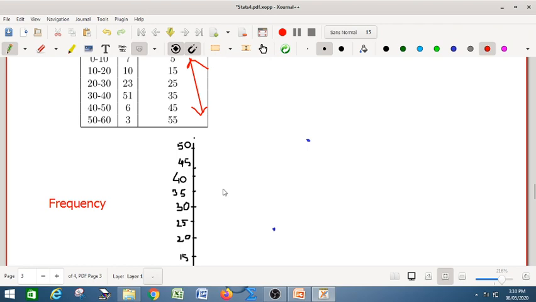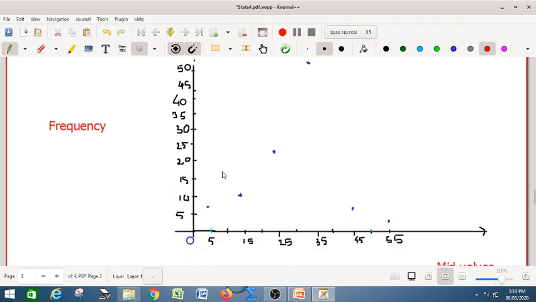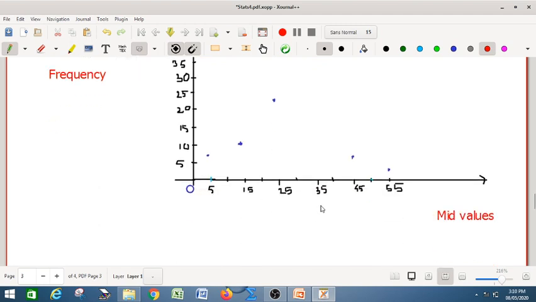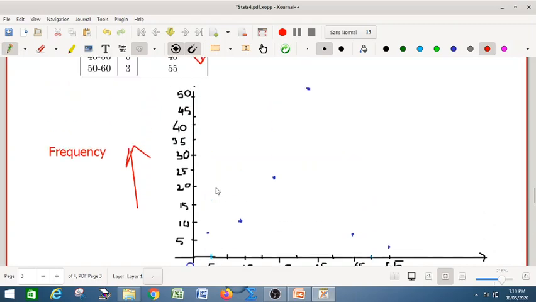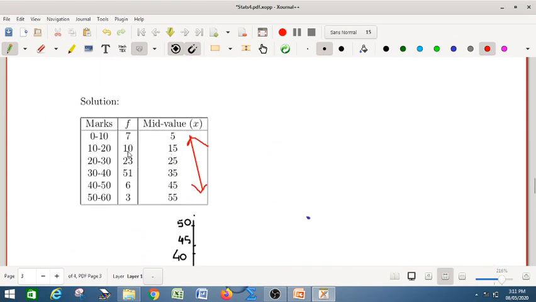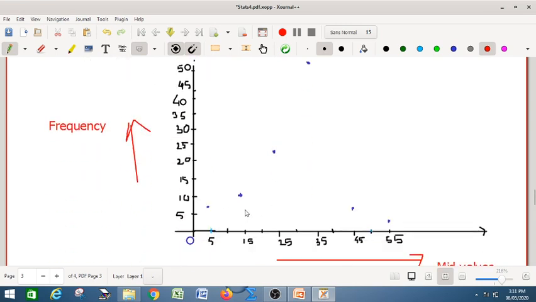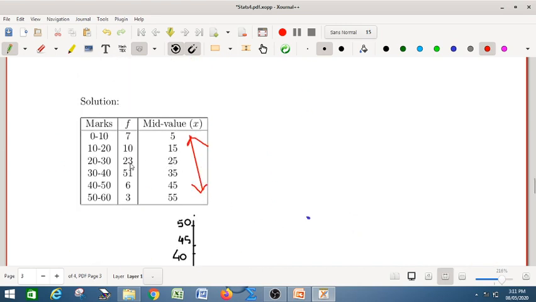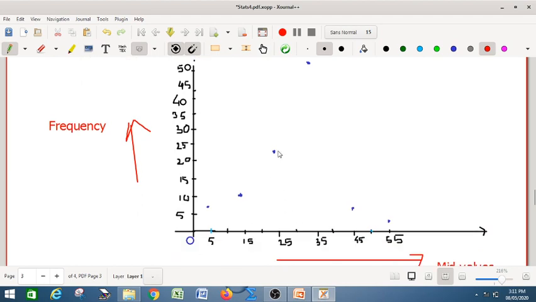Now you plot the diagram. Suppose this is your mid values. Mid values are along the horizontal axis and frequencies are along the vertical axis. So at 5, look at that, the frequency is 7. So your point is 7. At 15, the frequency is 10. This is 10. At 25, frequency is 23. So this is 23. So on.